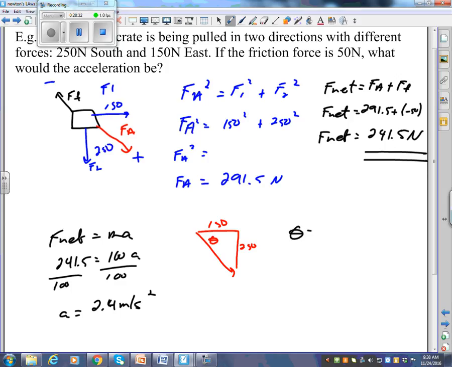Okay, so theta is going to equal inverse tan, opposite over adjacent, 250 over 150. I think it's 32 degrees. My memory tells me 32 degrees. We're going to see.